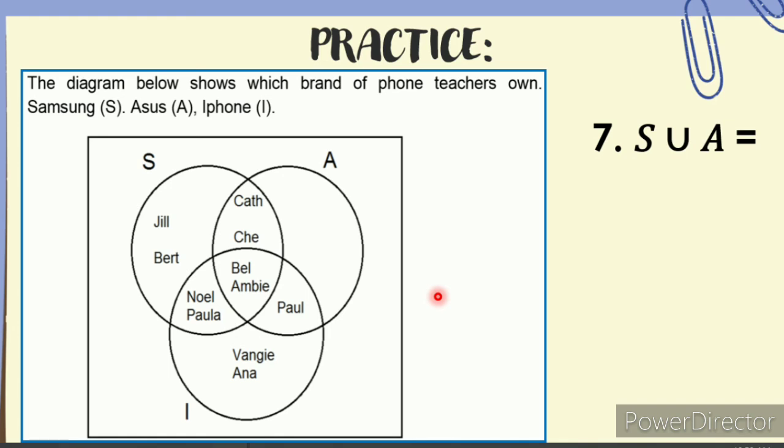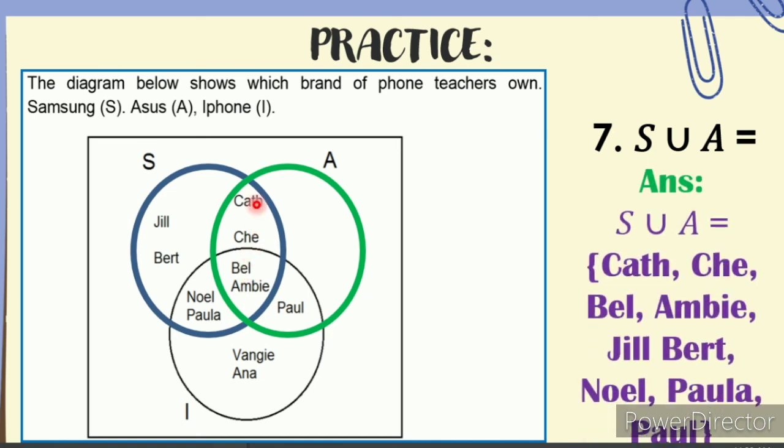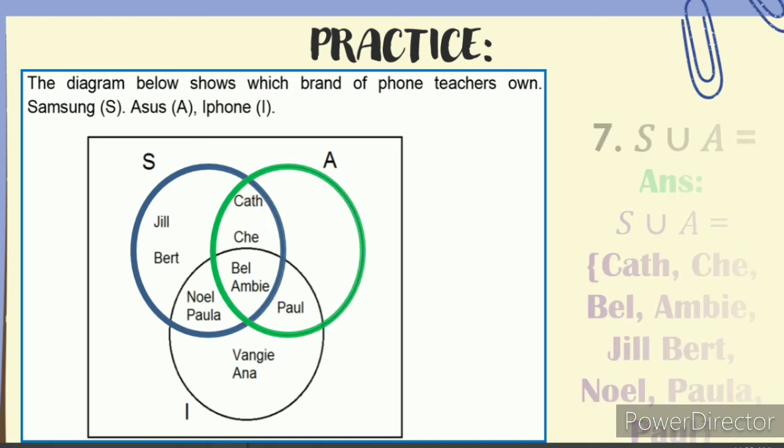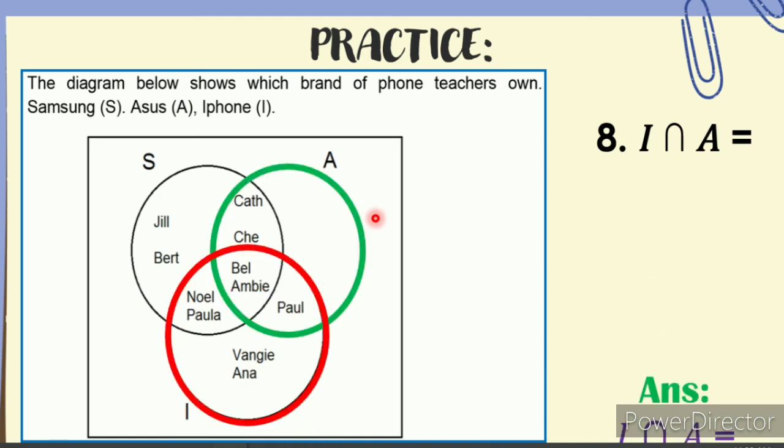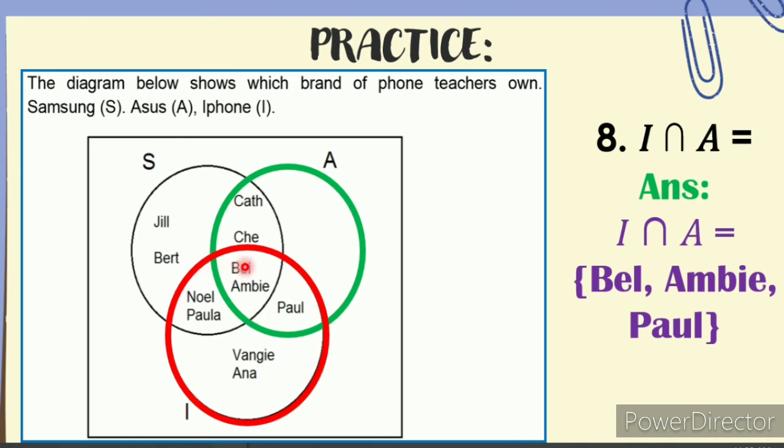Next, number 7. What is the union of set S and set A? So we have Jill, Bert, Noel, Paula, Paul, Ambi, Belle, Che, and Kat. Next, what is the intersection of set I and set A? So we have Belle, Ambi, and Paul.